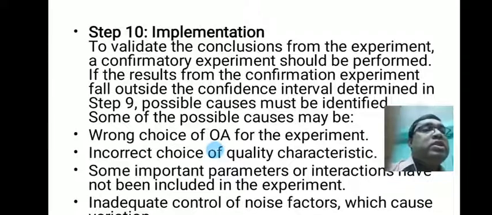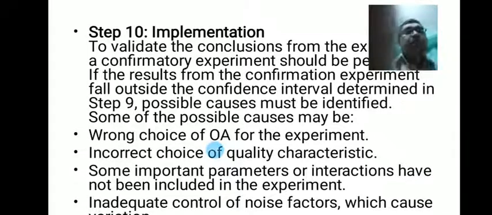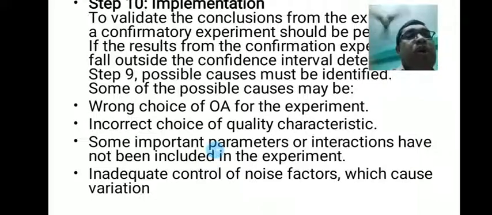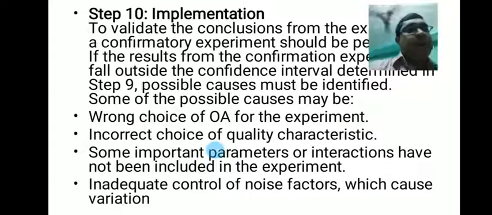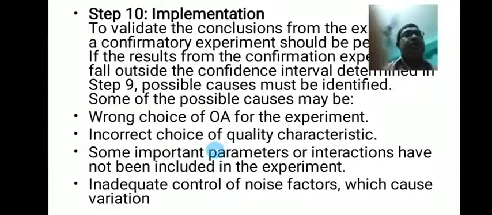If the results from the confirmation experiment fall outside the confidence interval determined in step 9, possible causes must be identified. Some possible causes may be the wrong choice of orthogonal array for the experiment, incorrect choice of quality characteristics, important parameters or interactions not included in the experiment, and inadequate control of noise factors which cause the variations. This will be concentrated on in the implementation of step 9, and these are the 10 steps.